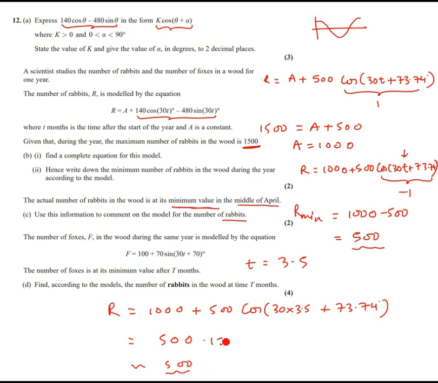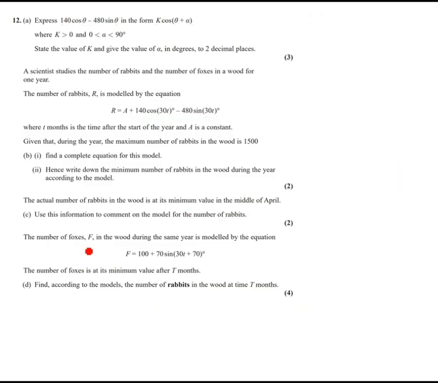Okay. Now, the next part: the number of foxes F in the wood during the same year is modeled by this equation. The number of foxes is at its minimum value after t months. The minimum value of foxes will be when this is -1, because the max of sine is +1 and the min is -1. If you think about the sine graph, the min value of -1 will be at 270 degrees. So this is 180, this is 90, 360. So this is the sine graph.